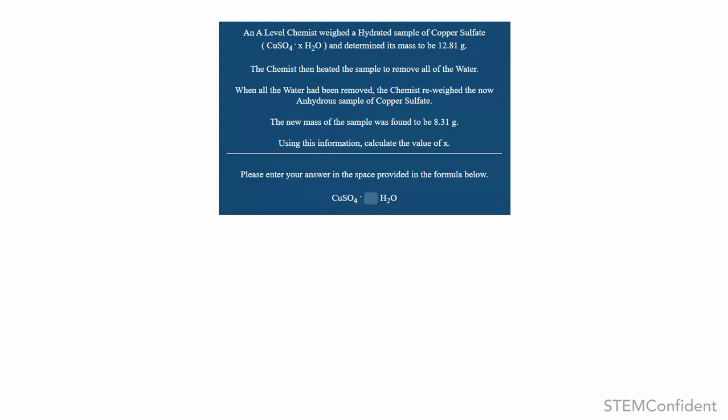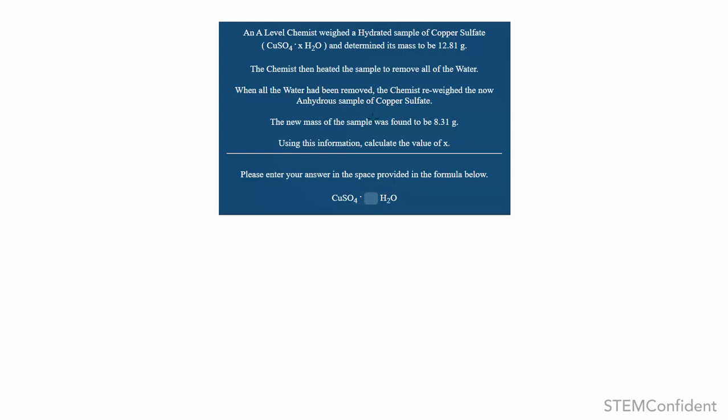Okay, so in this case, we've got copper sulfate, and the hydrated mass is given as 12.81 grams, and the anhydrous sample mass is given as 8.31 grams, right? And that's after effectively anhydrous. This is effectively the mass when the water has been removed. And we're asked to calculate the value of X. Okay, so how am I gonna work that out? How am I gonna figure out the value of X?